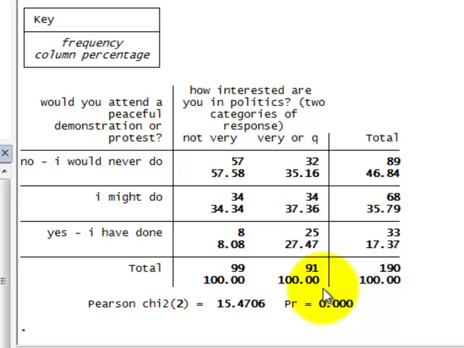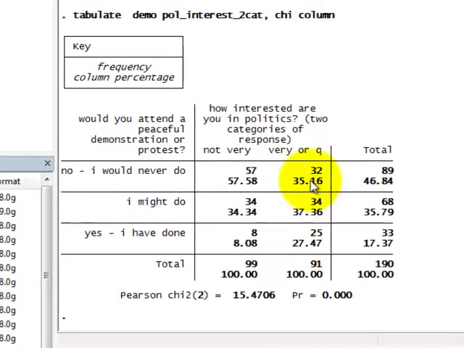So let's go back up to the table and see what that means. What we can see is that in the column of one, not very interested, most people who aren't very interested would never do or might do in terms of attending a demonstration, and only 8% have. In other words, if you're not that engaged with politics, you're less likely to be involved in a demonstration or have been involved in one in the past. And if you are interested, it seems to be quite evenly distributed between the three categories.